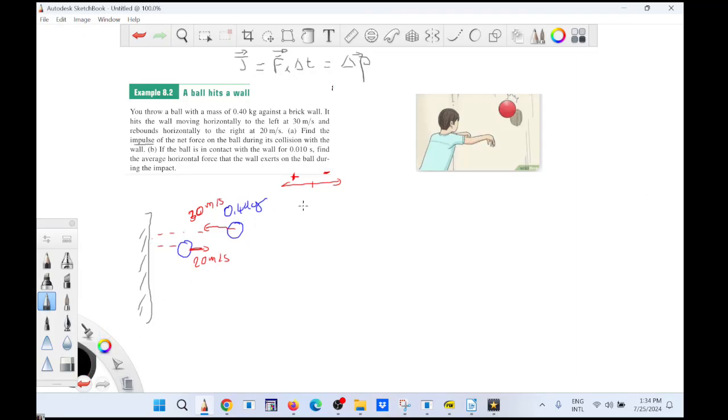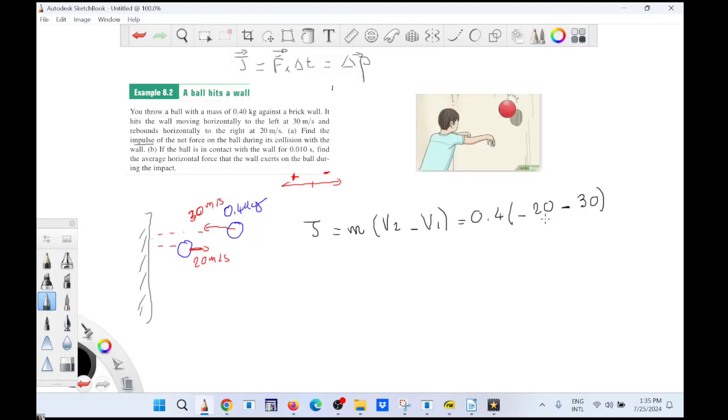So they want you to find the impulse. It's in one dimension, so I don't worry about this arrow. It's going to be the change in momentum. So it's the mass times the final speed minus initial speed. But I have to be careful with the direction. The final speed is negative. So it's going to be negative 20 minus the initial speed of 30. It's important because otherwise you're going to subtract incorrectly.